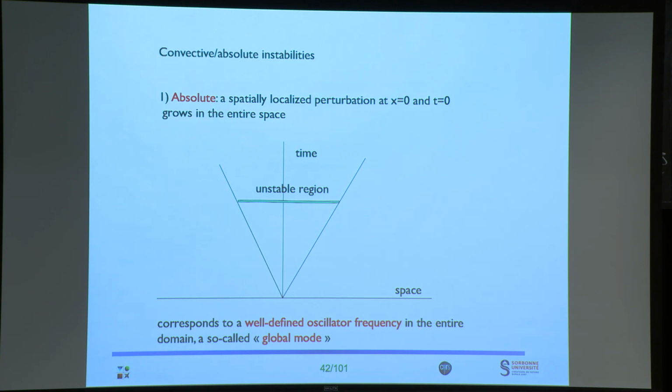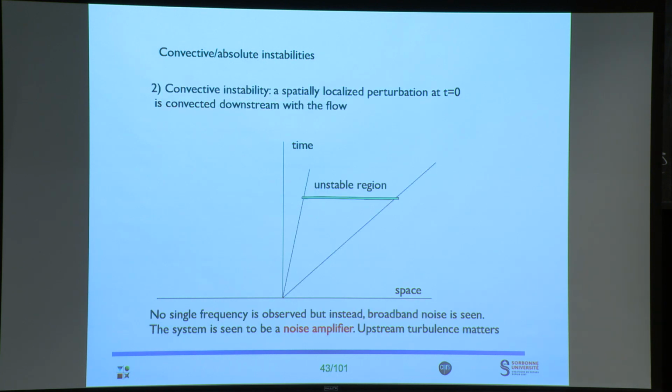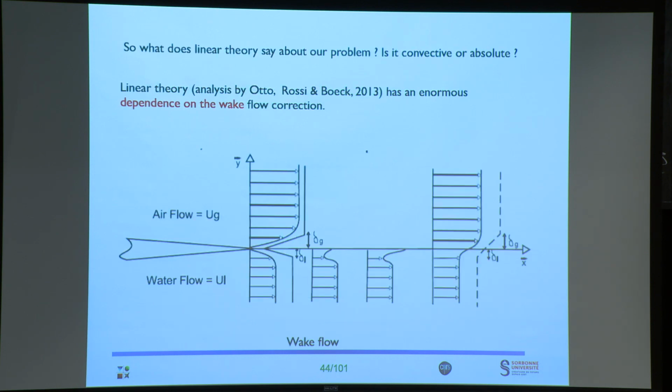When this happens in a cavity, you will have a well-defined oscillator frequency or a so-called global mode. On the other hand, if you have a convective instability, you will have an unstable region that only goes downstream. So any information that is here doesn't feed back on itself, and so the system is just a noise amplifier. That's the linear theory. Of course, nonlinearities can complexify it enormously, but we can still compare this to the experiment and the simulations. So in order to compare that, we need a velocity profile.